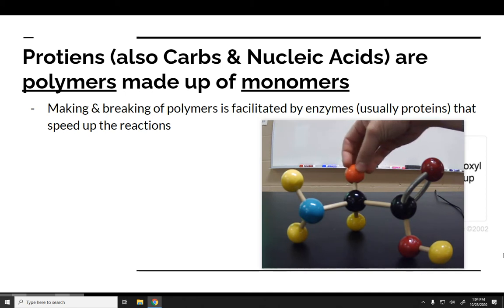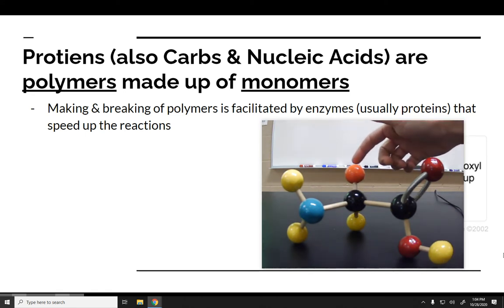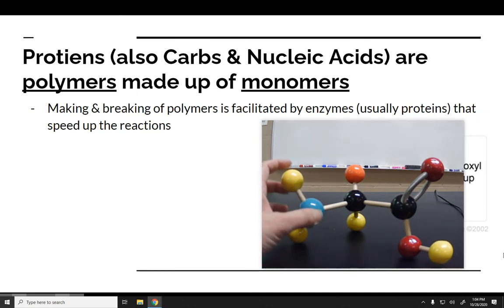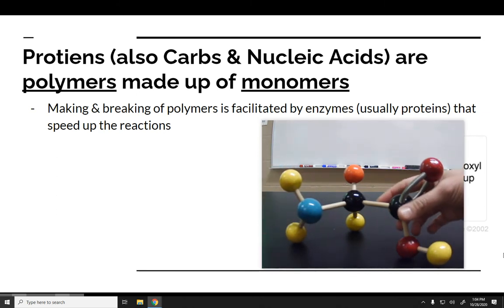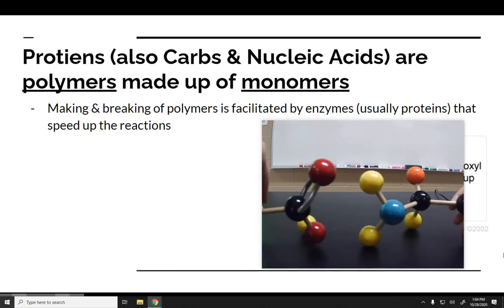But this piece is different in every single amino acid. And when we look at how amino acids bond together, the R group isn't nearly as important, because that bonding happens between the amino group of one amino acid and the carboxyl group of another.